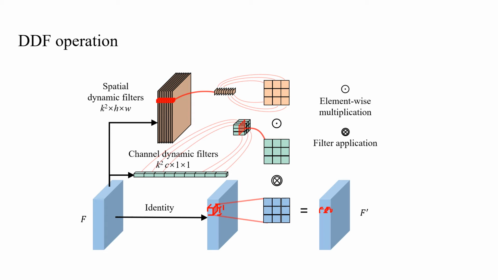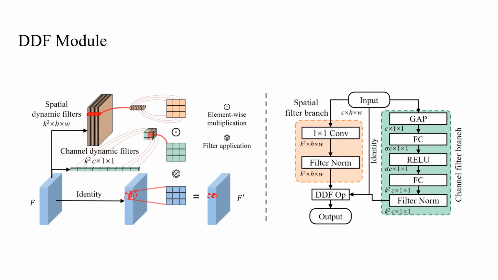We implement the entire DDF operation in CUDA as a single layer. This eliminates the need to save intermediate multiplied filters during network training and inference. We designed two lightweight attention-style prediction branches to predict spatial and channel filters, ensuring that the entire DDF module is also efficient. The spatial filter branch only contains a one-by-one convolution layer. The channel filter branch first uses a global average pooling to spatially aggregate features. Then it adopts a squeeze and excitation structure to generate channel filters.